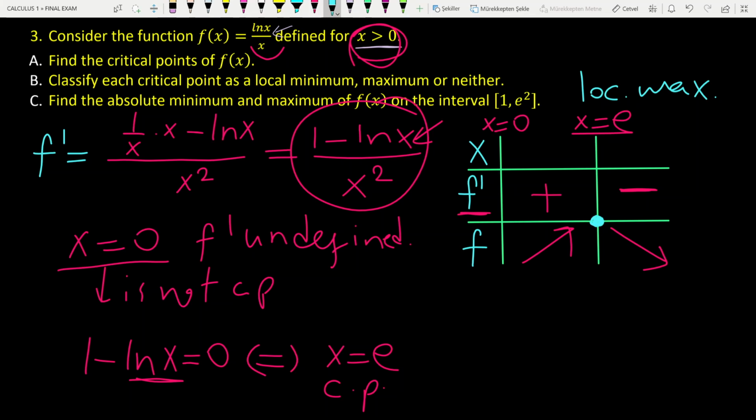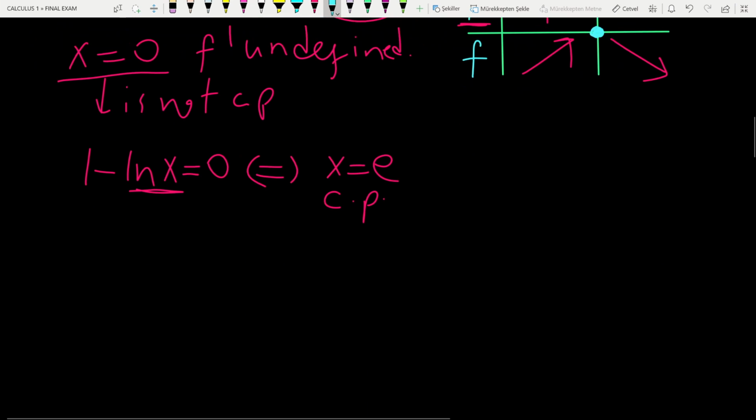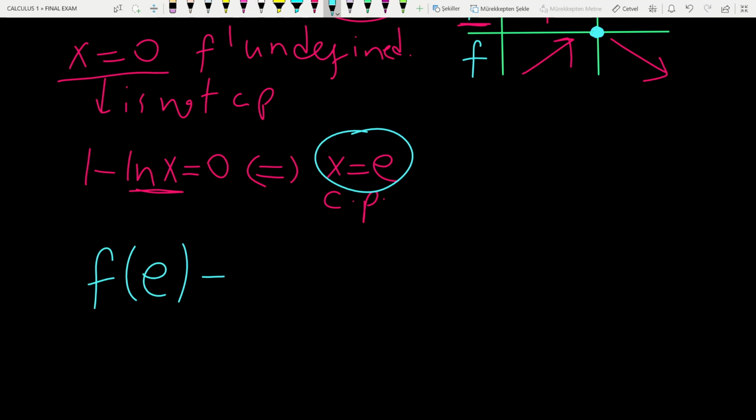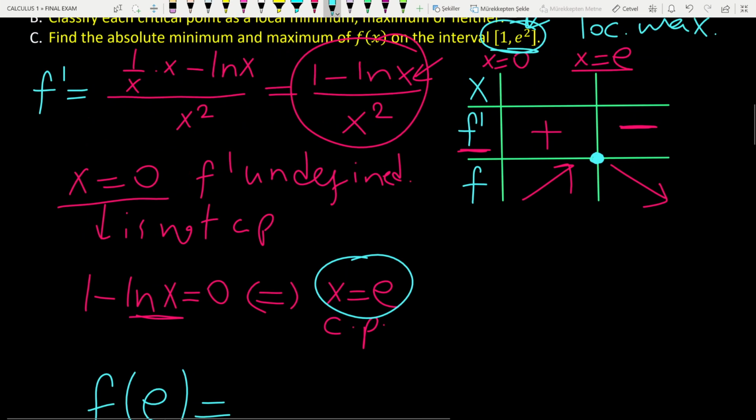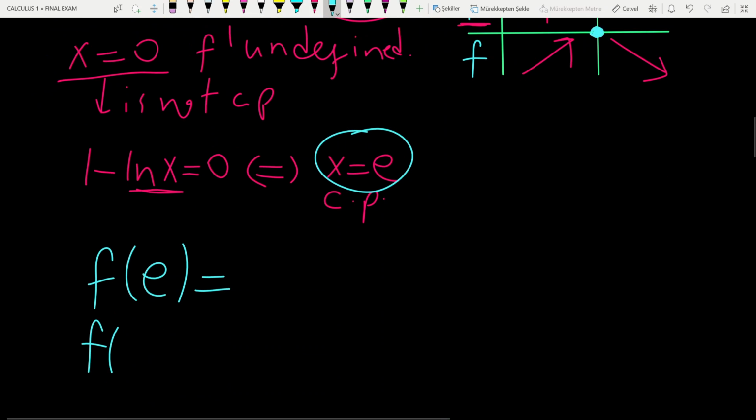And the third question, find the absolute extrema of the function on the given interval, 1 to e square. In order to find absolute extrema of the function, we need to find values of f at the critical points and at the given endpoints. So we need to check what is f of e, and let's check the endpoints, f of 1 and f of e square.